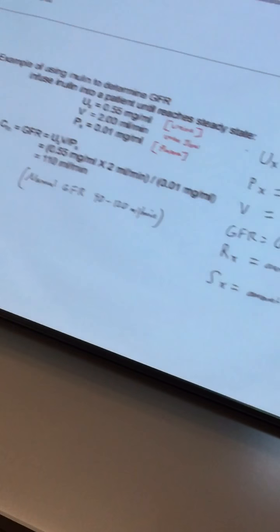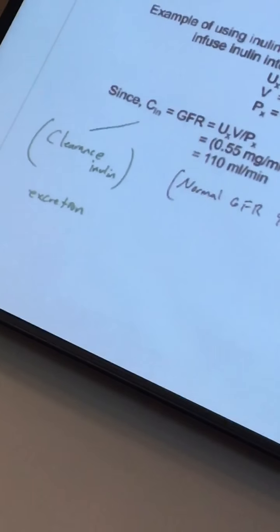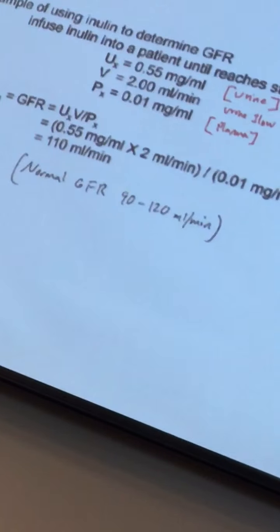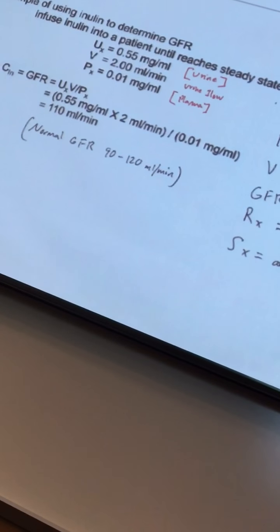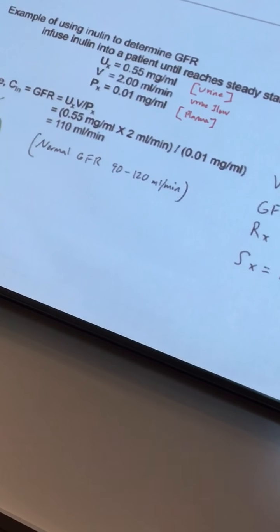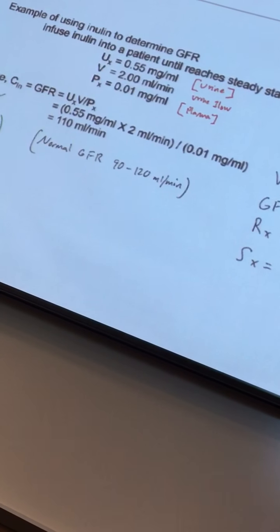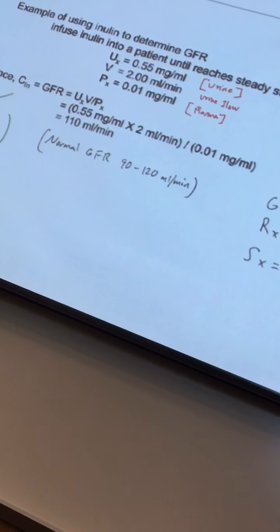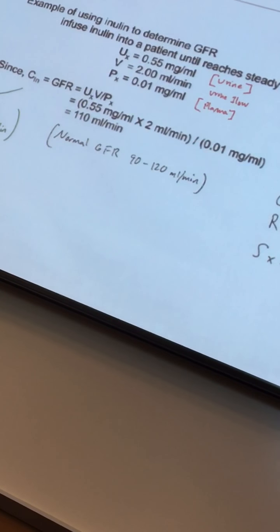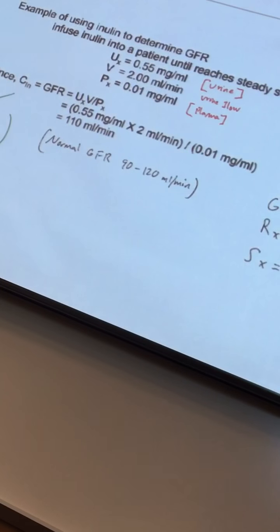So here we have an example. Again, we saw the normal is between 90 and 120. This shows you how to calculate the filtration rate using something that doesn't reabsorb or secrete. You take the urine concentration, the urine flow, and the plasma concentration, put it together how the equation says, and you get 110. Normal GFR is between 90 and 120, so it's all good.